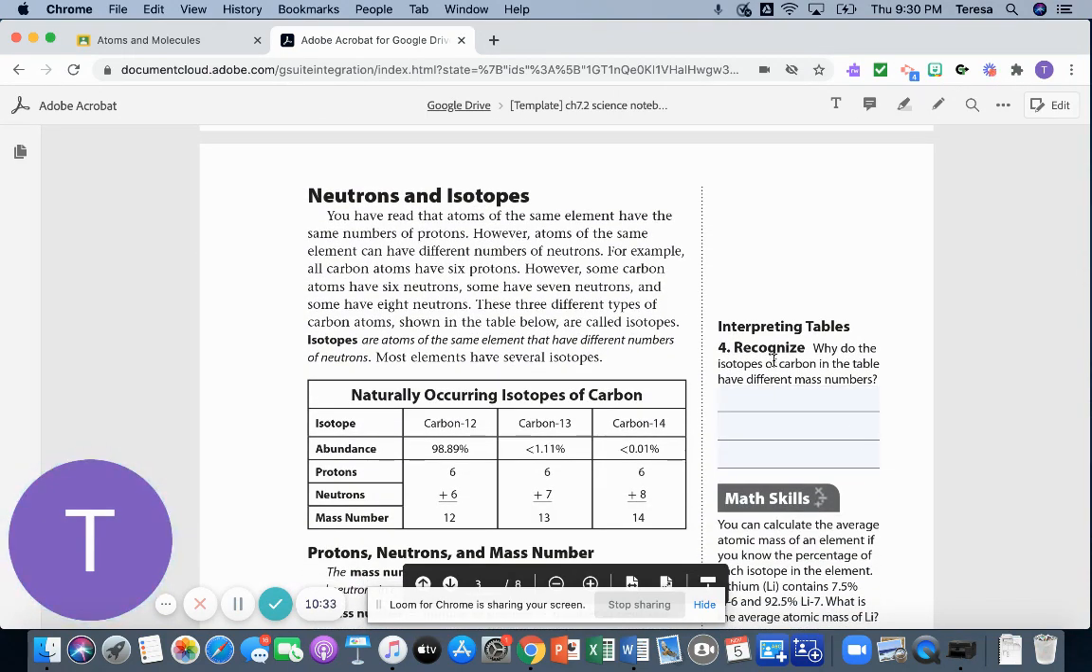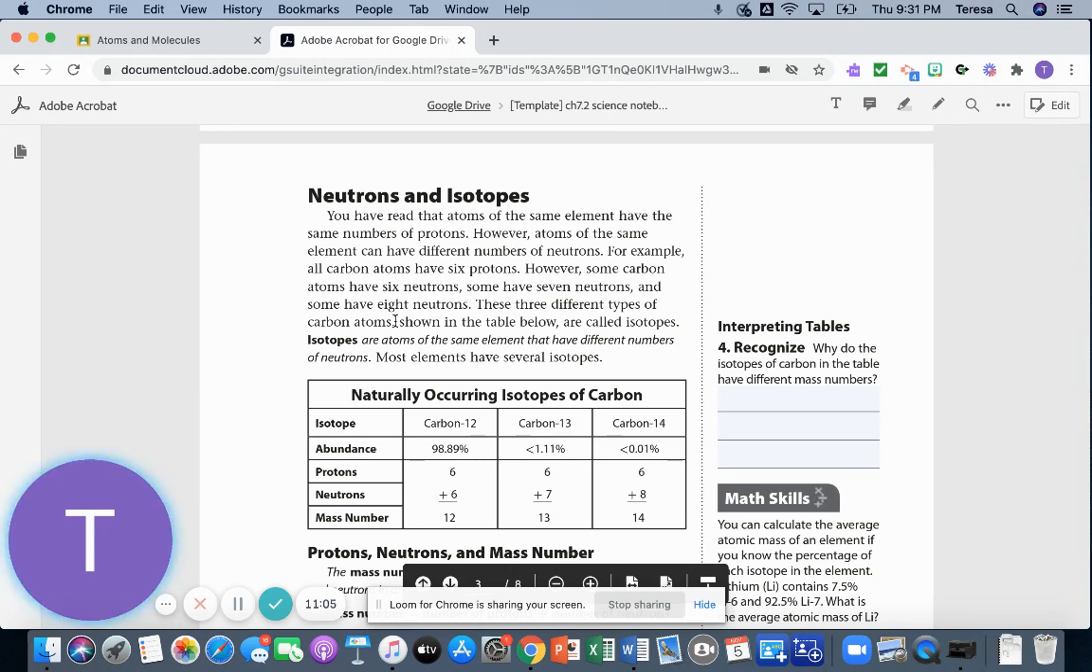Neutrons and isotopes. You have read that the atoms of the same element have the same number of protons. However, atoms of the same element can have different numbers of neutrons. For example, all carbon atoms have 6 protons. No matter what, carbon, 6 protons. However, some carbon atoms have 6 neutrons, but some have 7, and some have 8 neutrons.